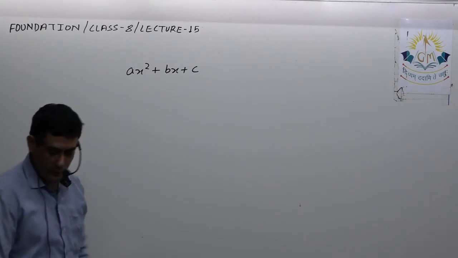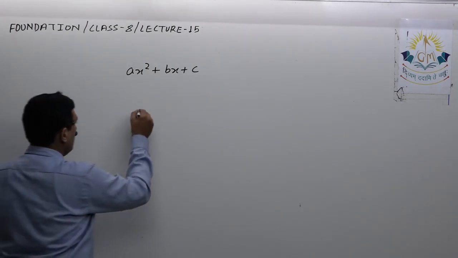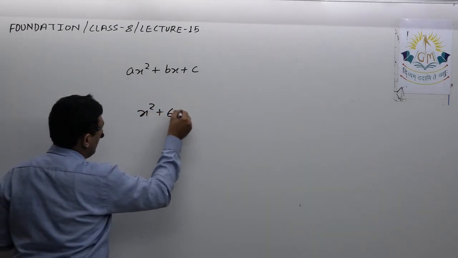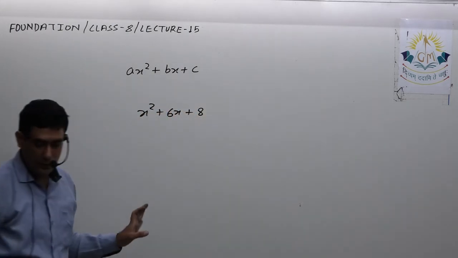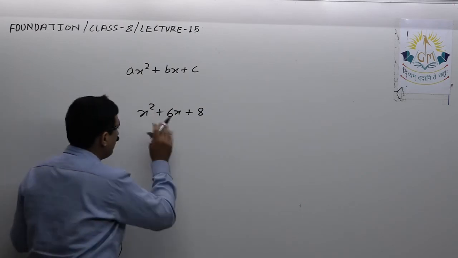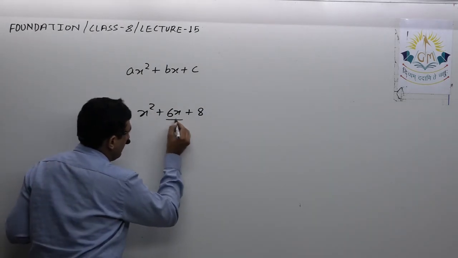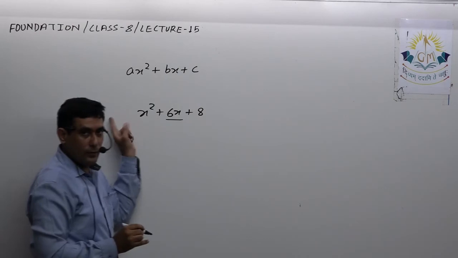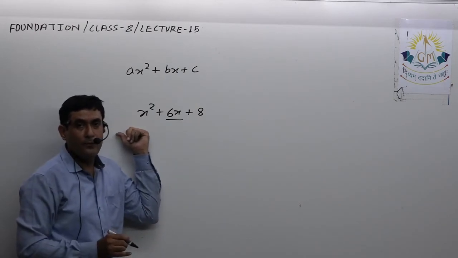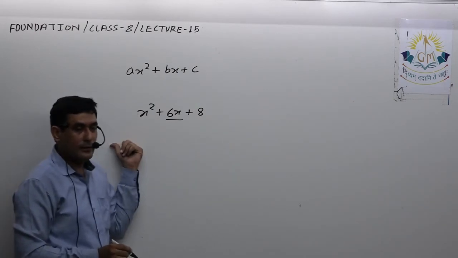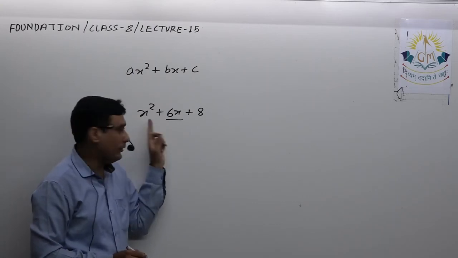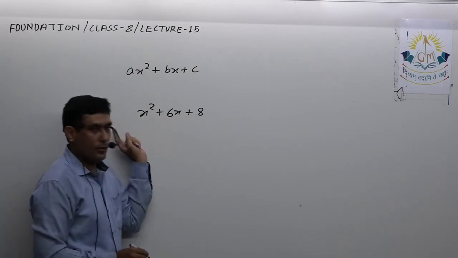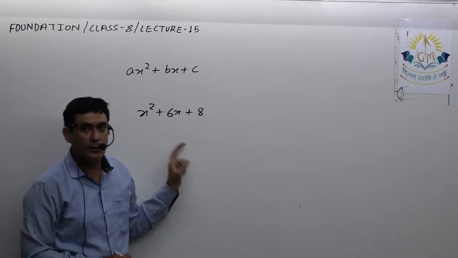For example, if I take x square plus 6x plus 8, suppose this is the question and we have to find the factors. So we have to split this. See, the first two things I checked orally. The first thing was that it is in standard form. The second thing, the first term is positive. So these two checks are okay. Then I will come to the third thing.